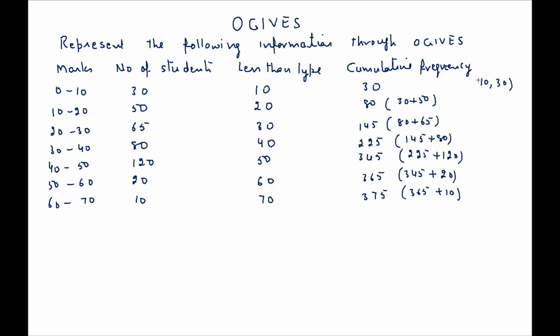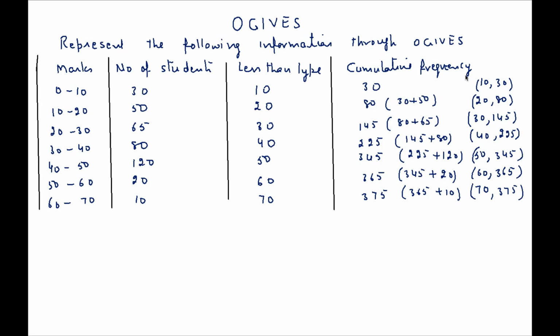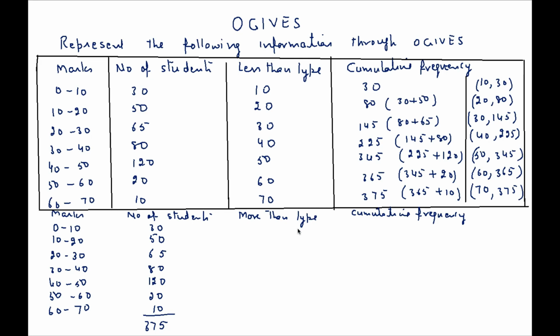Ultimately, we will get the points (10, 30), (20, 80), (30, 145), (40, 225), (50, 345), (60, 365) and (70, 375). To draw the ogive, we will consider these points. Please remember, x in these coordinates represents the higher limit of the class interval and y represents the cumulative frequency. Similarly, we'll make a similar table for the more than ogive.